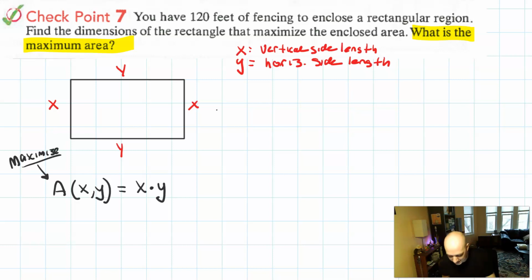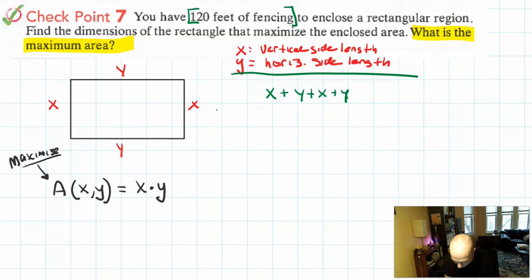But I can't do it yet because I can't maximize a 3-variable function, right? I have a, x, and y. That's too many variables for me to deal with. So now I'm going to go back over here and start looking for relationships between x and y. Well, the main relationship that I see that I haven't used yet is this fact that we have 120 feet of fencing. So if I look at the perimeter then I would know that x plus y plus x plus y, all the sides added up, would have to equal 120.